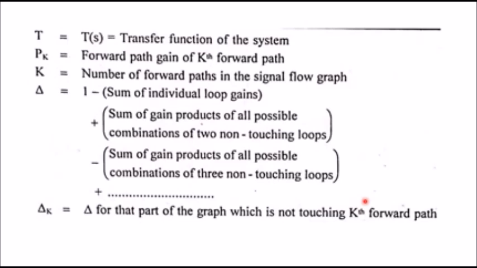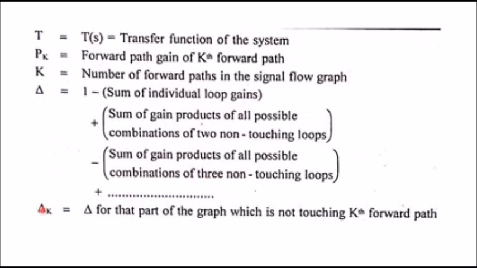Okay, let L1 and L2 be non-touching, so they are two non-touching loops. So the sum of gain products needs to be added together. Then minus. So the signs alternate: first minus, plus, minus, plus, minus, plus. So basically we need to go up to this third term. Fourth term, fifth term I have never seen yet in my career, but it can be possible, so you should better remember this. So this is minus the sum of gain products of all possible combinations of three non-touching loops, and so on.